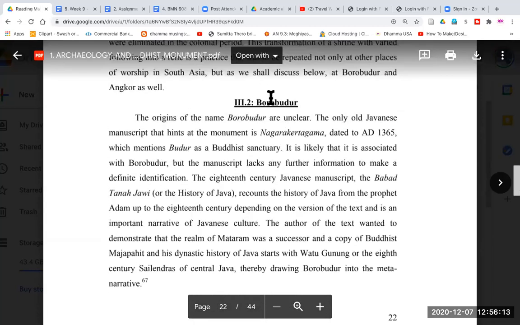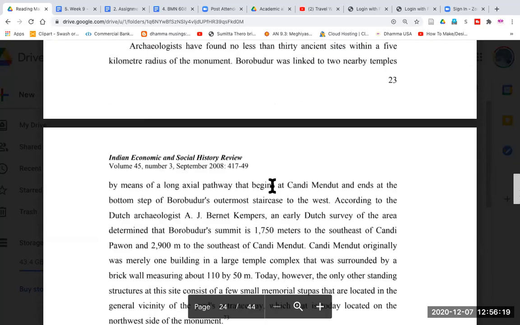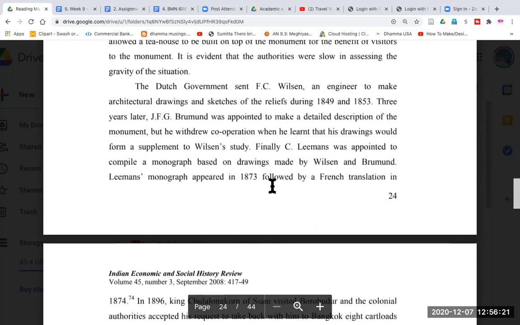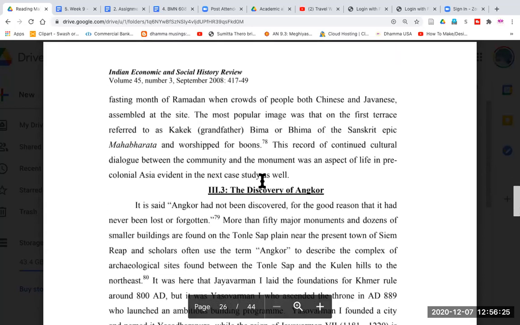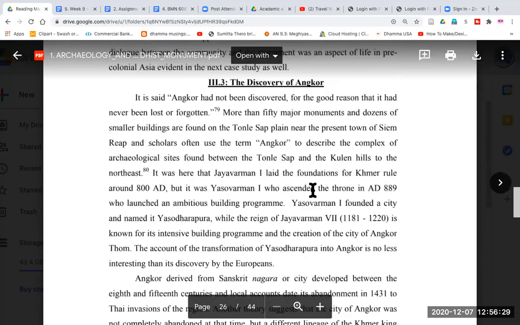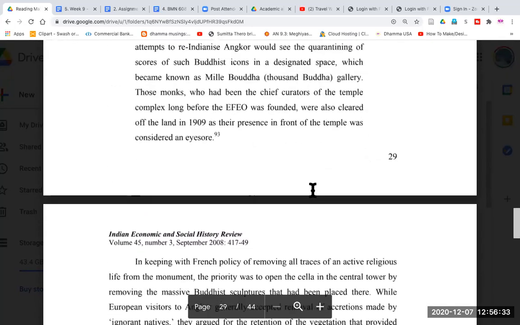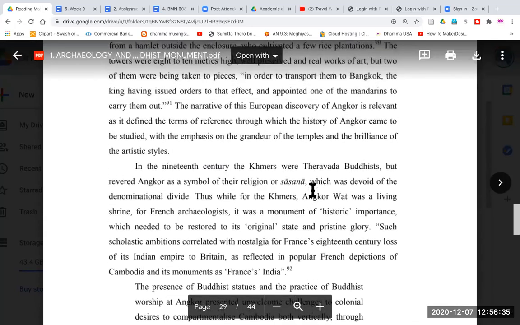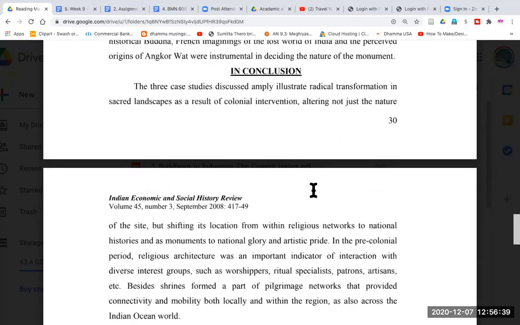And then Borobudur, this is in Indonesia. And then he also talks about, I think, Angkor Wat here, Angkor. These are beautiful places of Buddhist history. If we talk about Buddhist history, they are very important.